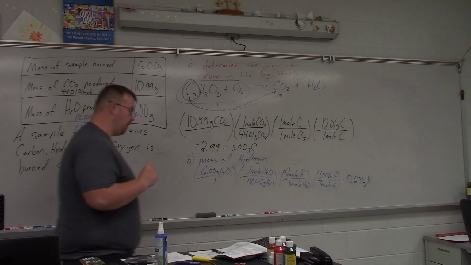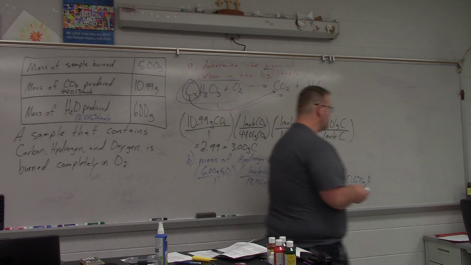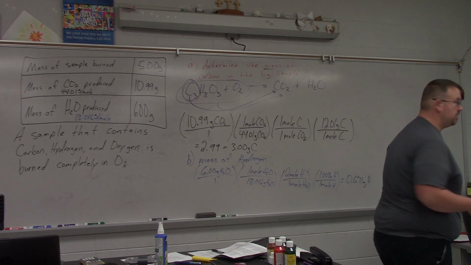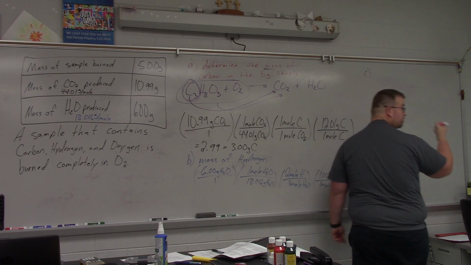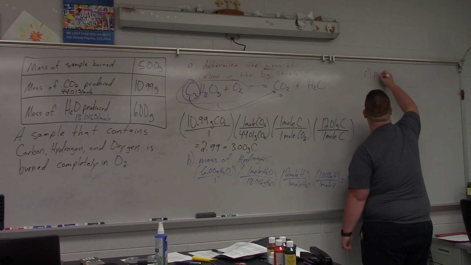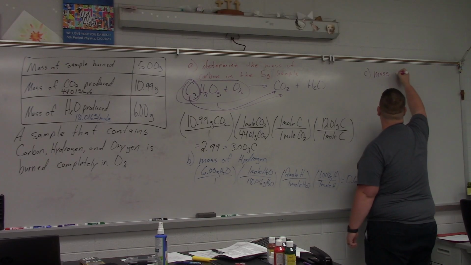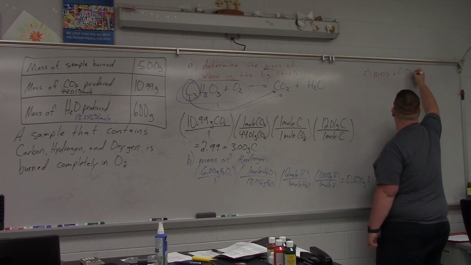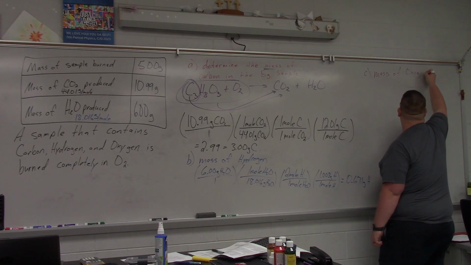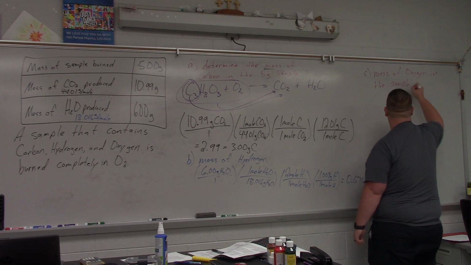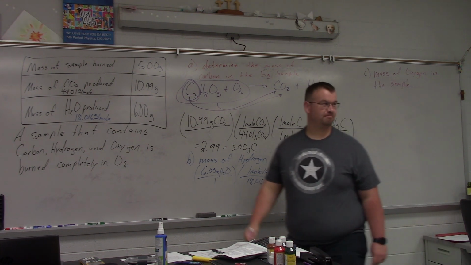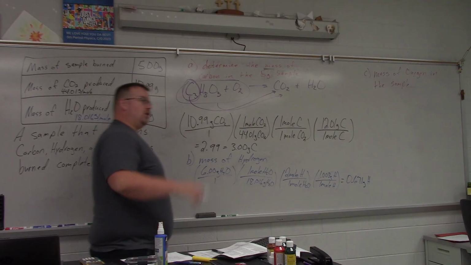Now comes the fun part. You have a choice. C. I want you to determine the mass of oxygen in the sample. Now, do you want to be correct or do you want to be incorrect? Correct. See, there's 3 oxygens in it.